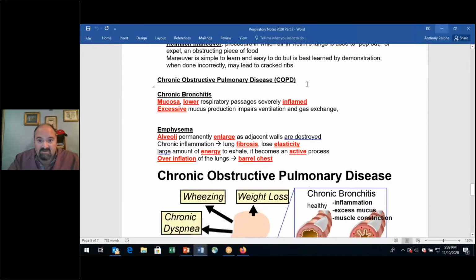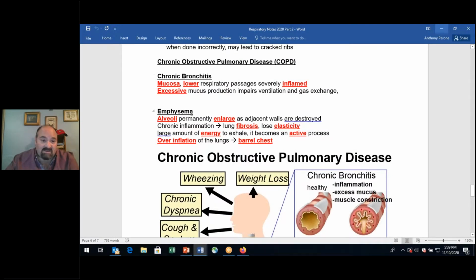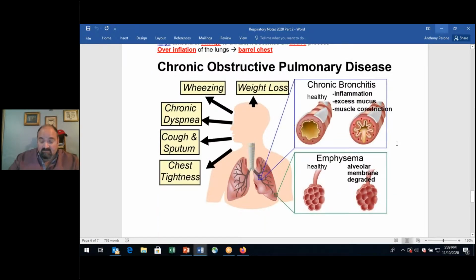All right, so you see here, I've mentioned this term to you earlier as far as COPD is concerned, chronic obstructive pulmonary disease. It's a combination of chronic bronchitis and emphysema. I like this image right here. Regarding chronic bronchitis, there's an inflammation, and the suffix -itis gives that away. Excess mucus and muscle constriction. So you see here a nice large lumen, and a very constricted lumen with increased mucus production.